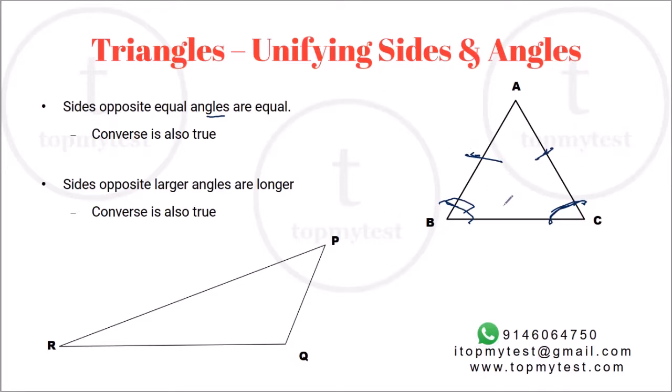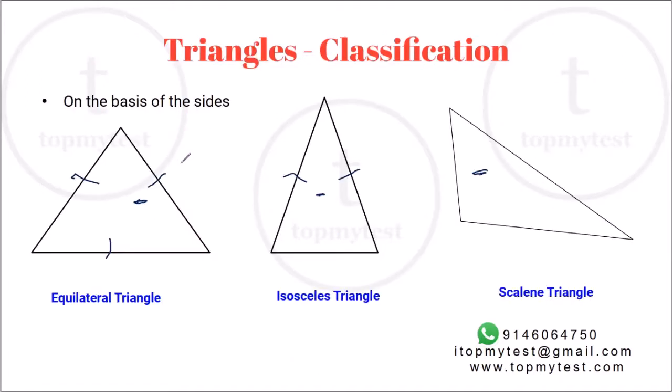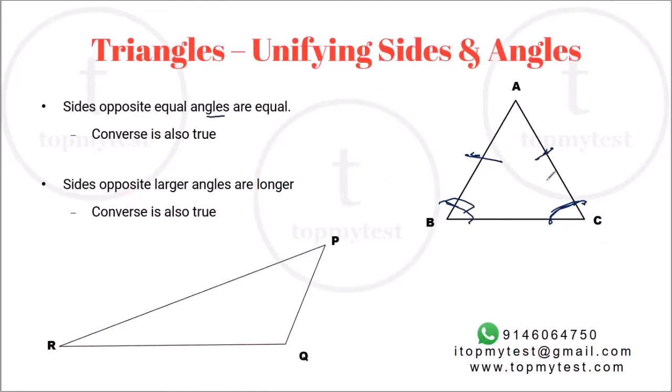Now, if you go back to the classification on the basis of sides, you can prove using these relations that since all three sides of an equilateral triangle are equal, all three angles will also be equal. The sum of the three angles adds up to 180, so each angle in an equilateral triangle is 60 degrees. Right? Pretty useful to do this.